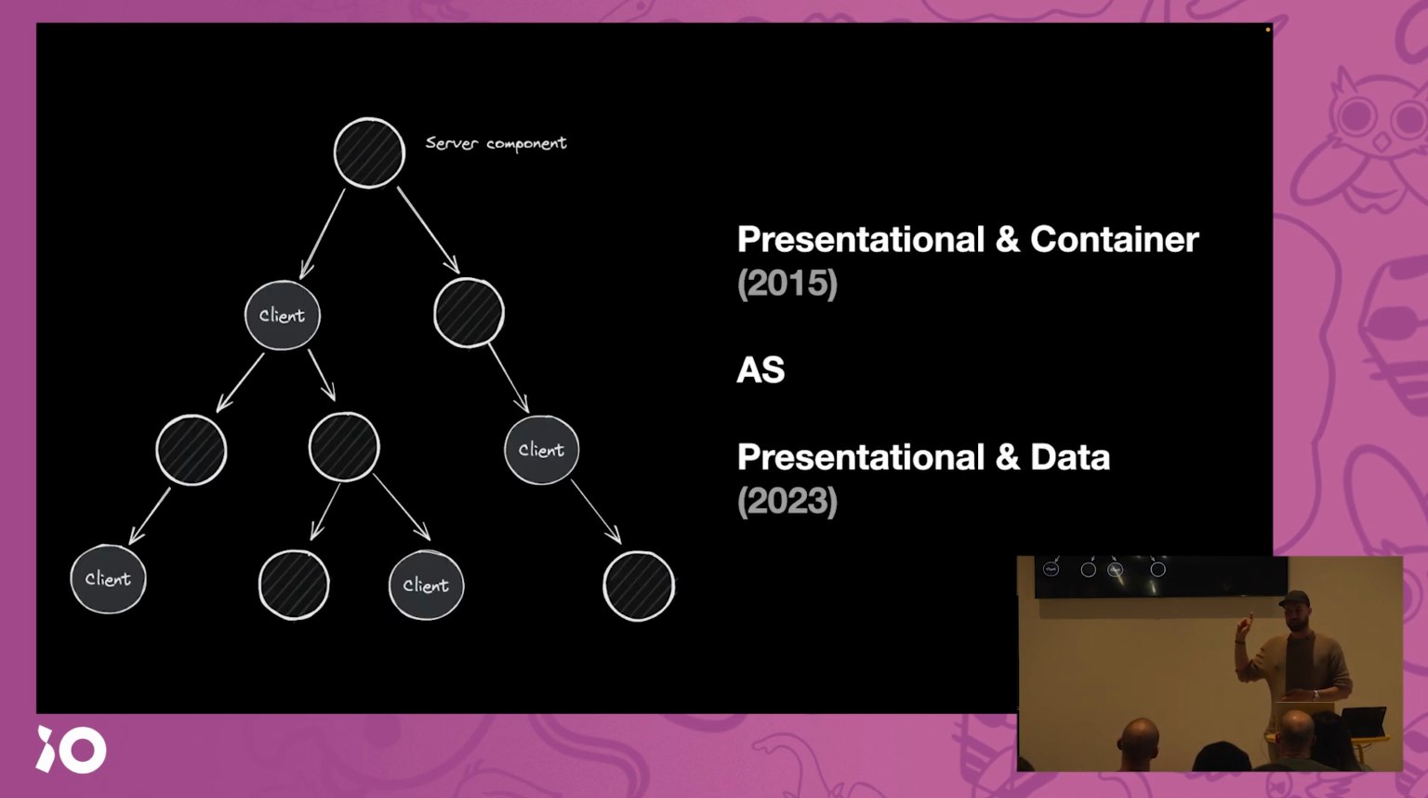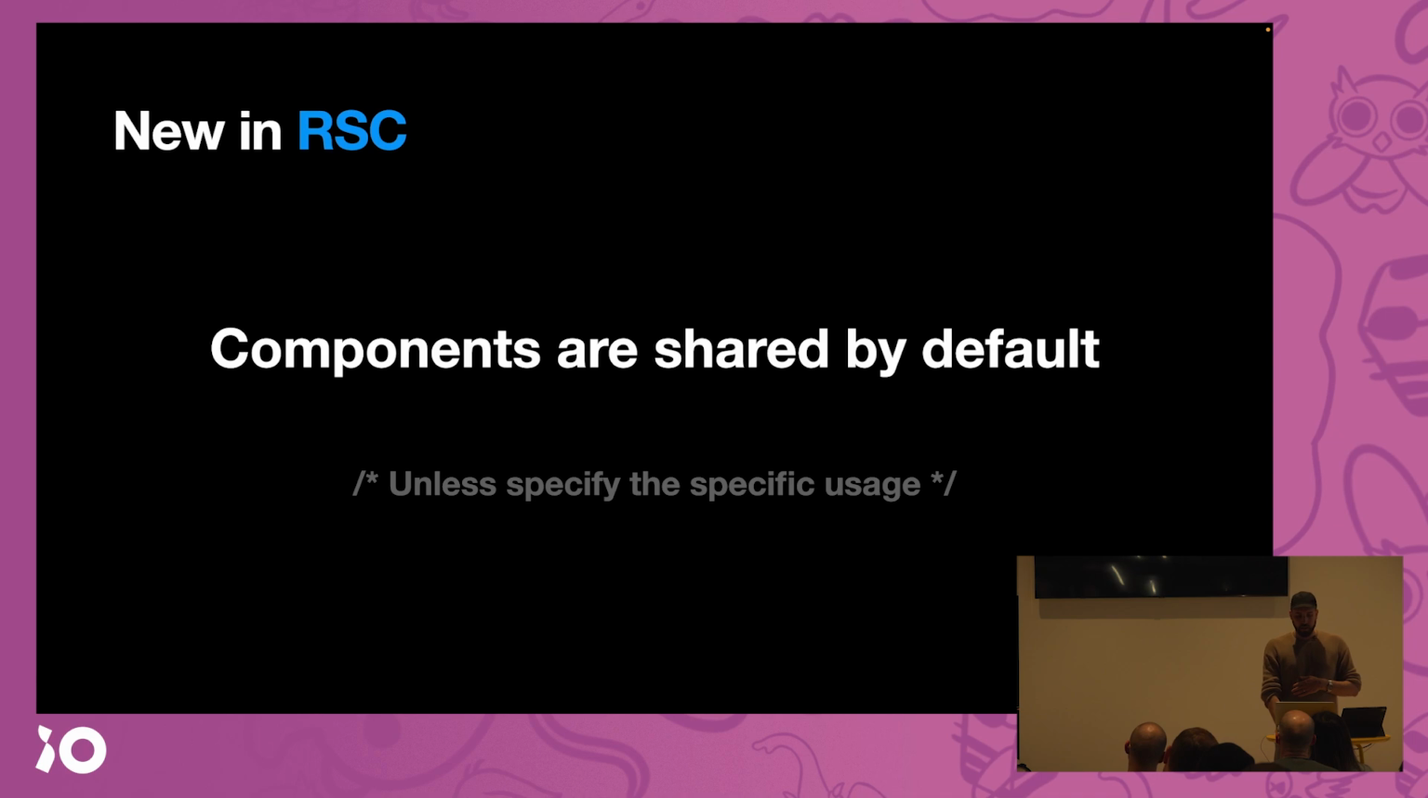We will see this component tree from now on. It's kind of the future. So we have these server components and client components in our component tree, which reminds me of the presentational and container components that we had in 2015, which we have again in 2023. So in React, Server Components are shared by default. So we can have a component and use it in both backend and our frontend. Yes, I'm talking about backend.